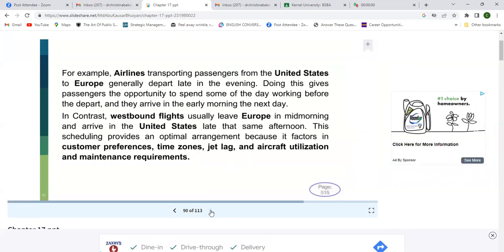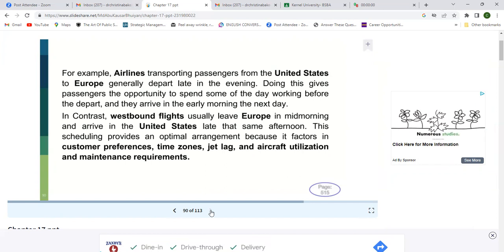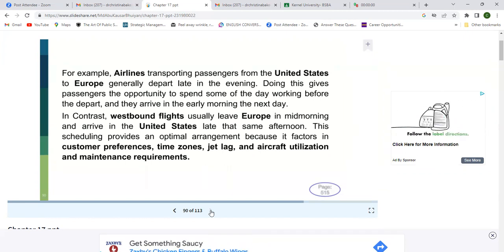Doing this gives passengers the opportunity to spend some time the day before they depart, and they arrive early the next morning. Westbound flights usually leave Europe in the morning and arrive in the United States late in the afternoon. This scheduling provides an optimal arrangement because it factors in customer preferences, time zones, jet lag, aircraft utilization, and maintenance requirements.